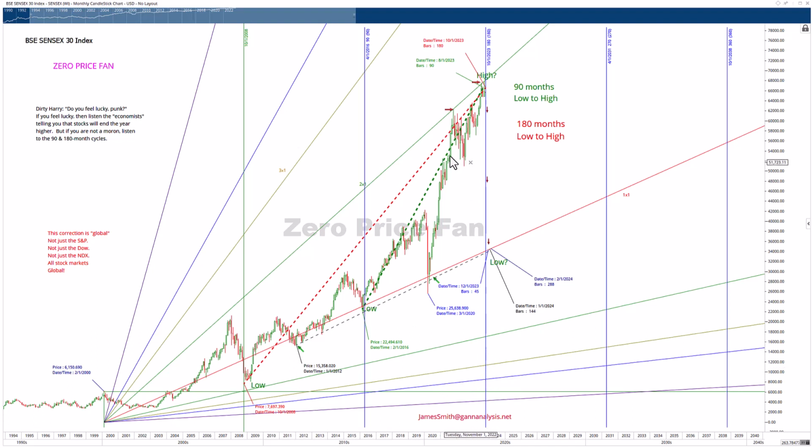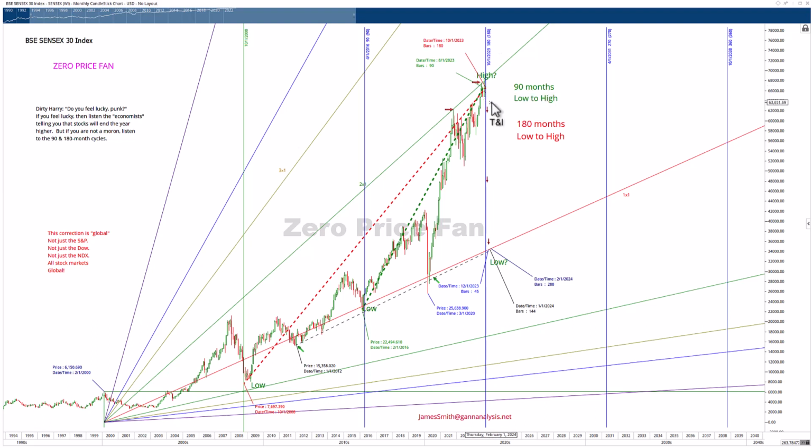Now, if you look at the high, you can see it's very close to 180 bars, which is months in this case. 90 bars would be 90 months. So from the low to the high was 90 months. From the low to the high, 180 months.